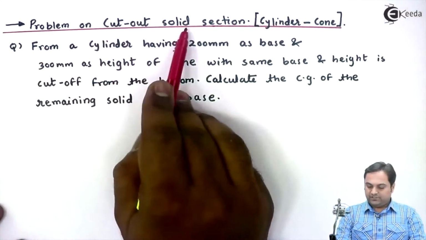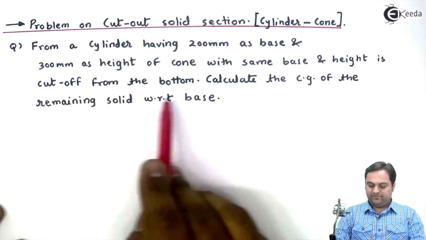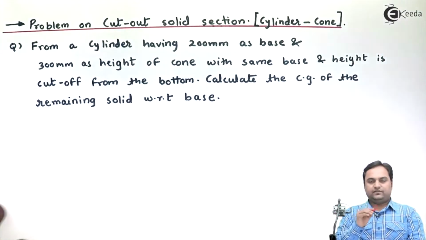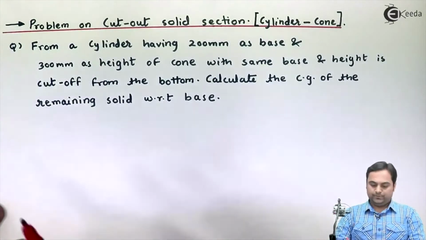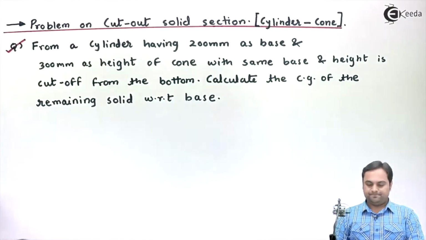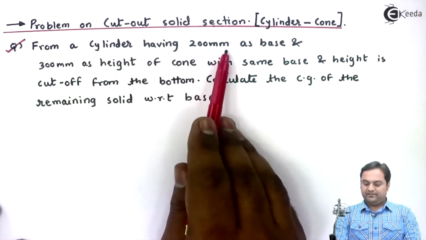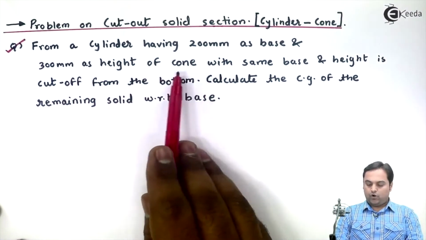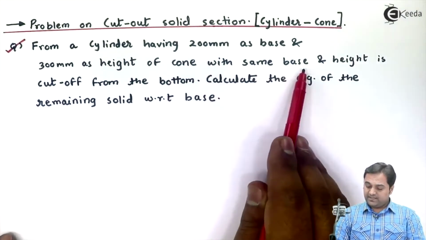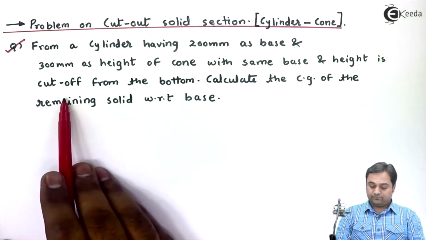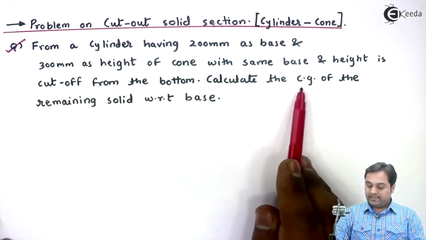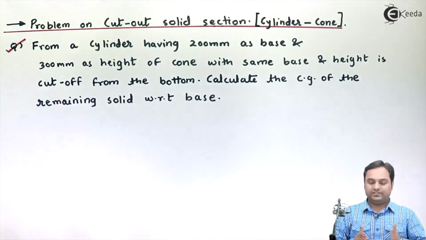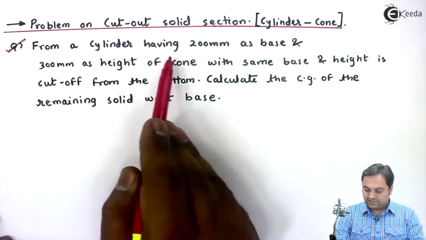The problem is on cutout solid section, and here the question which I have, it is cylinder minus cone. That is, from the cylinder we would be subtracting the cone. Let's read this question. From a cylinder having 200 mm as base and 300 mm as height, a cone with same base and height is cut off from the bottom. Calculate the CG of the remaining solid with respect to base. So in this question it is clear that from a cylinder a cone is cut.